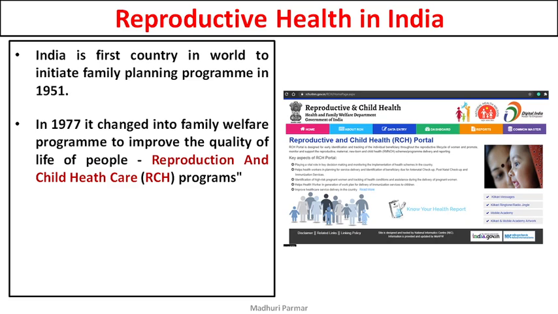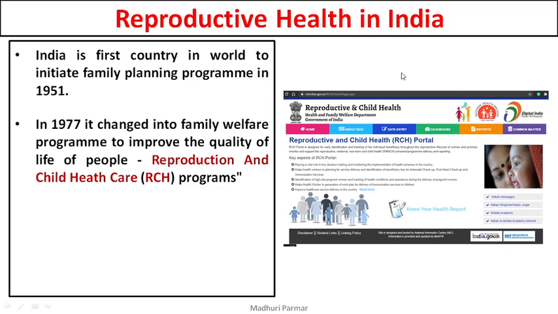In those times when medicine was not very much improved, people used to die a lot. So the parents used to have multiple children, and there was no program which told them about reproductive health. That was the reason it was initiated that people should be made aware of their own reproductive health as well as their family's welfare. The name given to this program now is Reproduction and Child Health Care, the RCH programs.